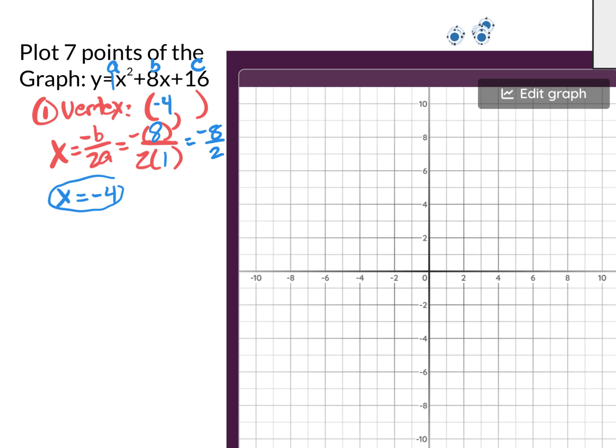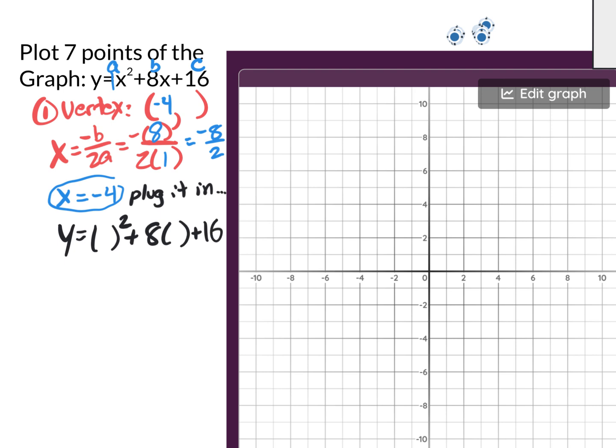You still need your y value. So once you have your x, how do you find your y? You simply plug it in. Okay, so plug it into what? Plug it into the original. So you're going to rewrite it. It's going to be y equals x squared plus 8x plus 16. And notice that when I said x, I wrote parentheses.